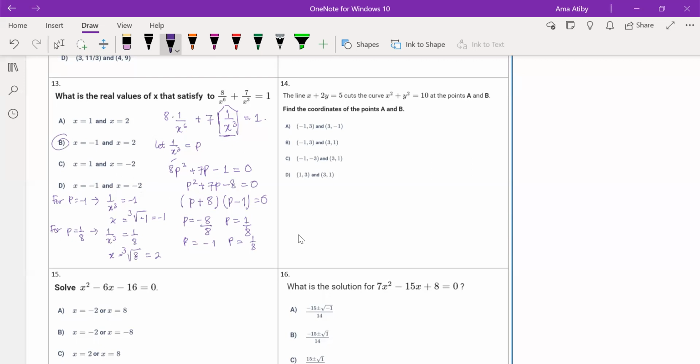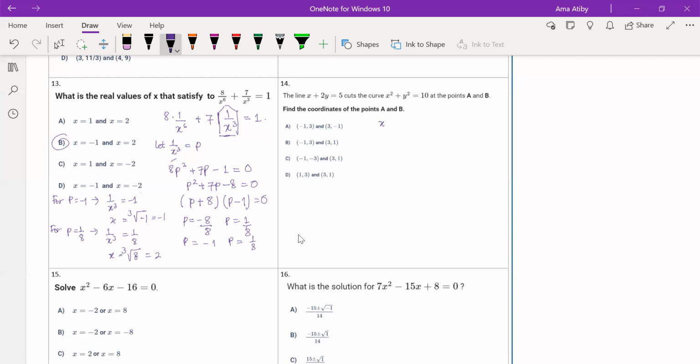Right. Let's now move on to question number 14. The line x plus 2y equals 5 cuts the curve x squared plus y squared equals 10 at the points A and B. Find the coordinates of points A and B. All right, so the topic for this one is solving simultaneous linear and quadratic equations. So let me now write the first and the second equations here.